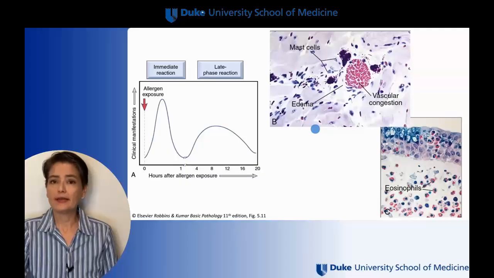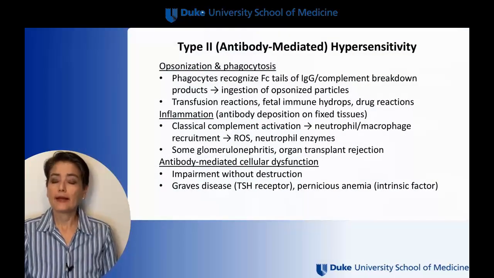And what we see in that immediate reaction is going to be mast cell degranulation. You can appreciate here these little dots of the granules from the mast cells. In the immediate response, we have edema, which you can make out here as this clearing due to fluid, and then this vascular congestion. Look how full this vessel is. And then over time, we're going to get the late phase reaction, which is going to cause the attraction of abundant eosinophils. Now this brings us to the next type of hypersensitivity, which is type 2 or antibody-mediated hypersensitivity.